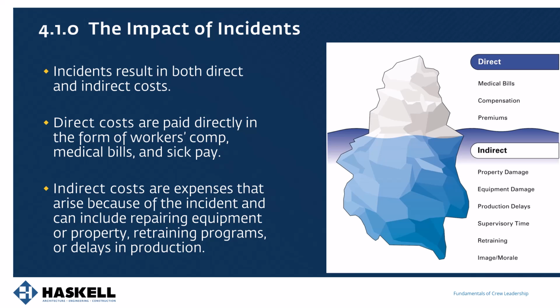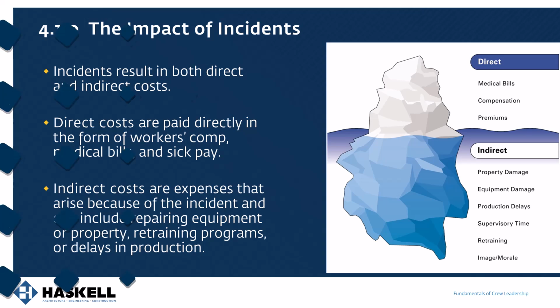Indirect costs, also known as hidden costs, are less apparent but can significantly affect the organization. These include reduced efficiency and productivity due to the absence of injured workers and the disruption caused by the incident. Indirect costs also include the costs of training replacement workers or retraining current workers. Indirect costs can be several times higher than direct costs and often have long-term impacts on the company.